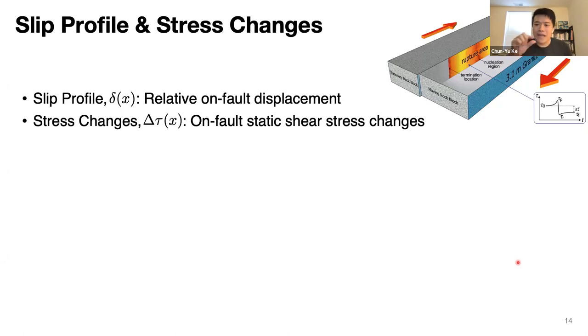When we look at the mechanical behavior of frictional slip, the shear stress drops within the area that has slipped. In this context, slip profile and stress changes are mechanically linked. Here we first define the slip profile as the spatial distribution of relative on-fault displacement of an earthquake rupture, something like this. And the stress change is the on-fault static shear stress difference between before and after the rupture.